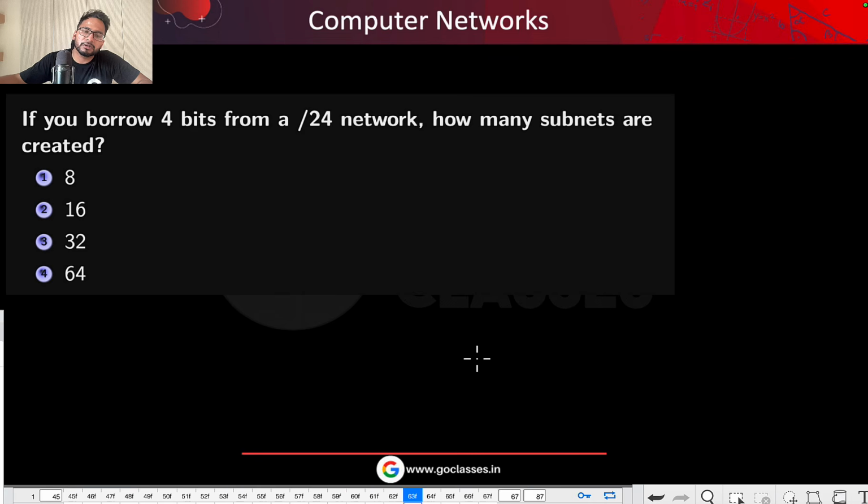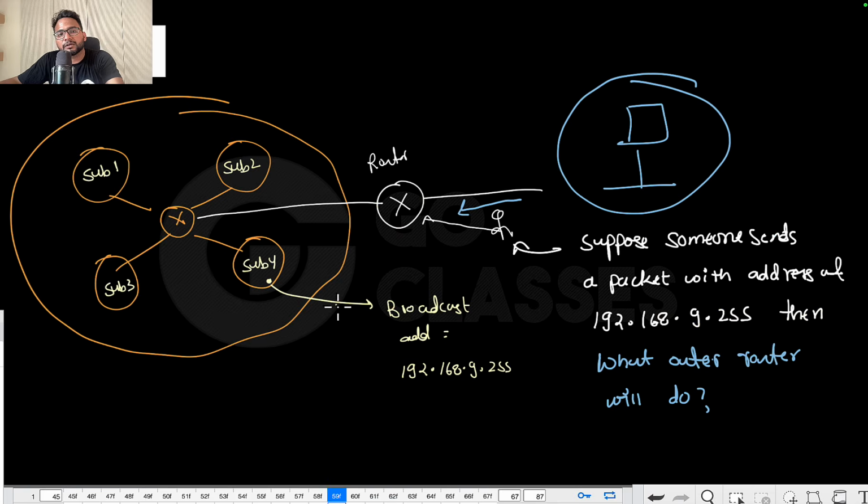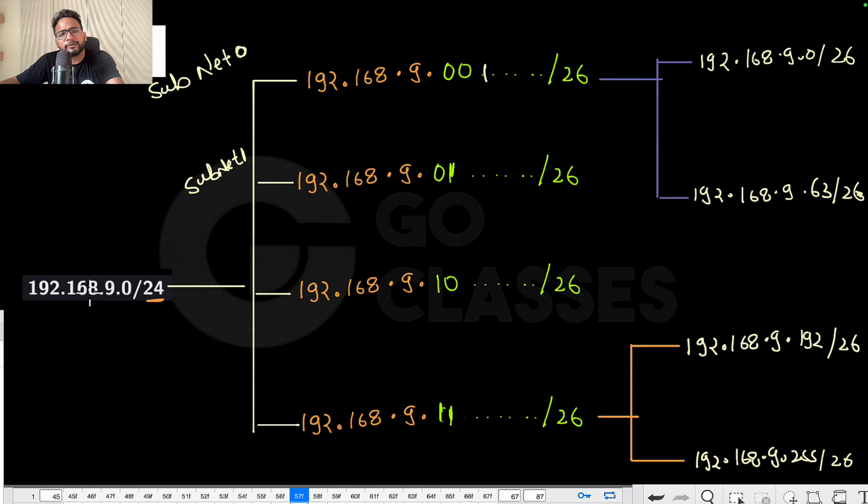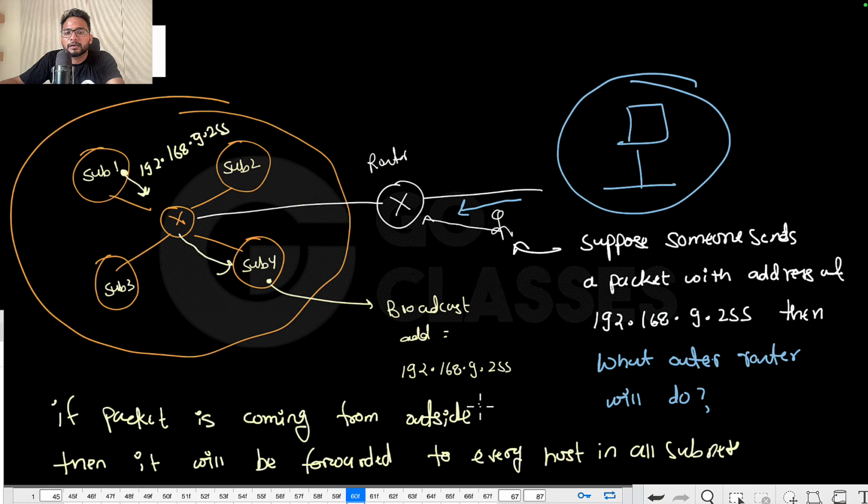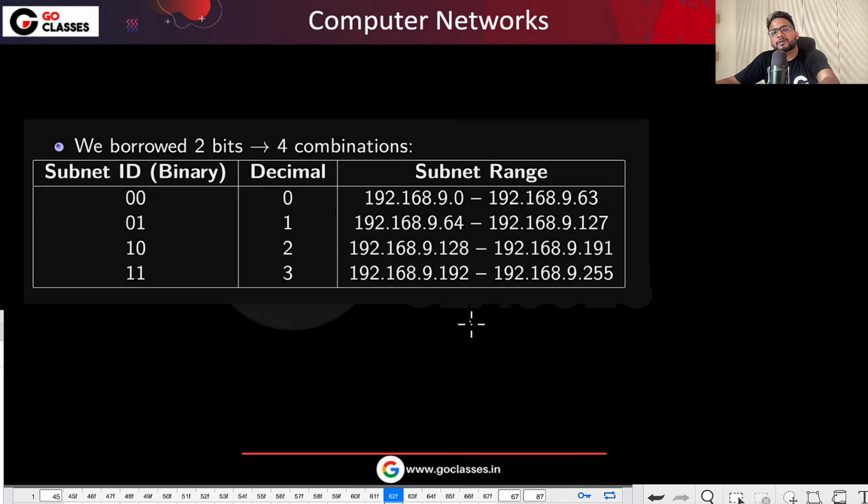So let's solve a new question. I hope the earlier division is okay to everyone. How do we divide? Very easy. Just take 2 bits and then you just divide like this, right? Now let's solve a few questions.